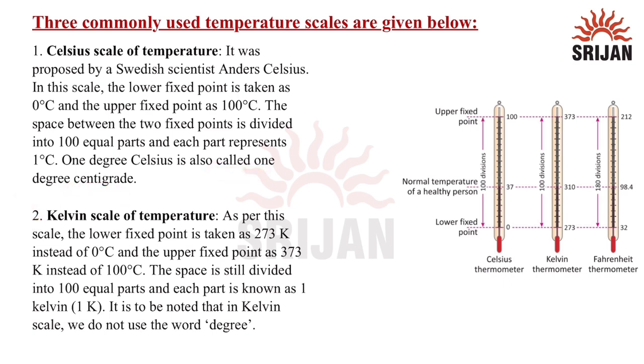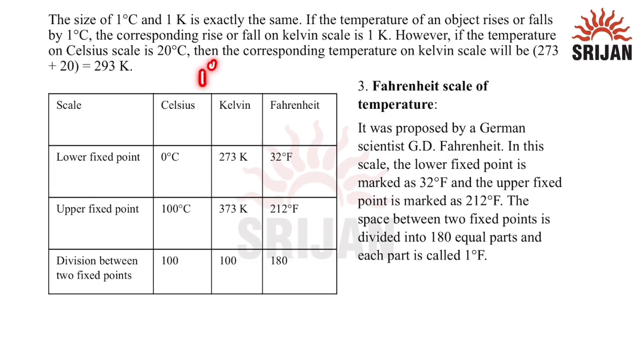Second is the Kelvin scale of temperature. As per this scale, the lower fixed point is taken as 273 Kelvin instead of 0 degree Celsius. The space is still divided into 100 equal parts and the upper fixed point is 373 Kelvin in place of 100 degrees Celsius. Each part of these 100 divisions is known as 1 Kelvin. It is also to be noted that in the Kelvin scale, we do not use the word degree. The size of 1 degree Celsius is exactly the same as the size of 1 Kelvin.